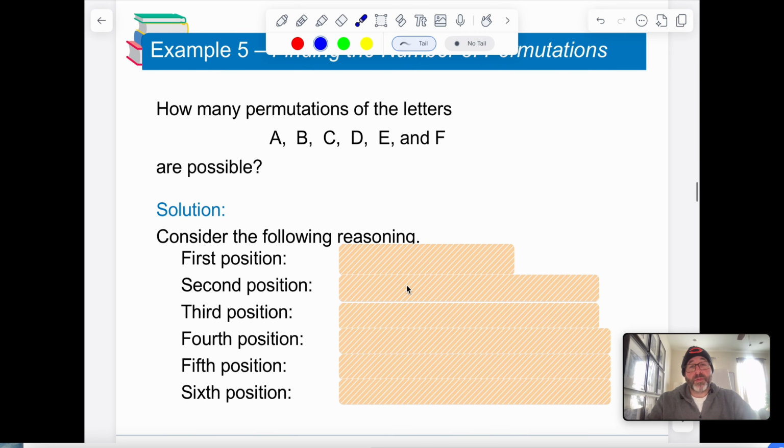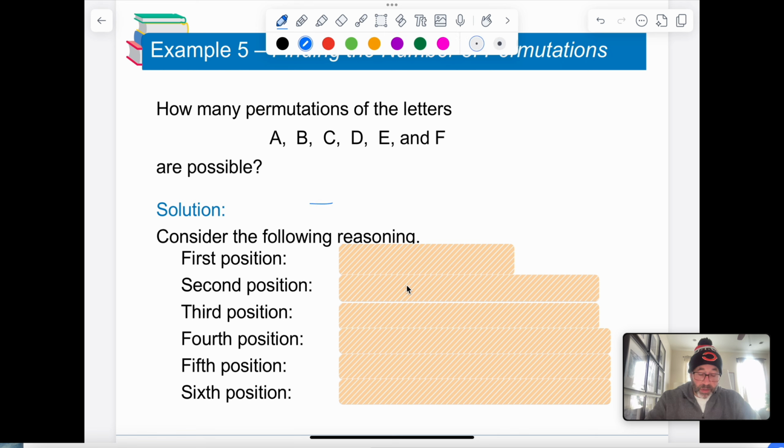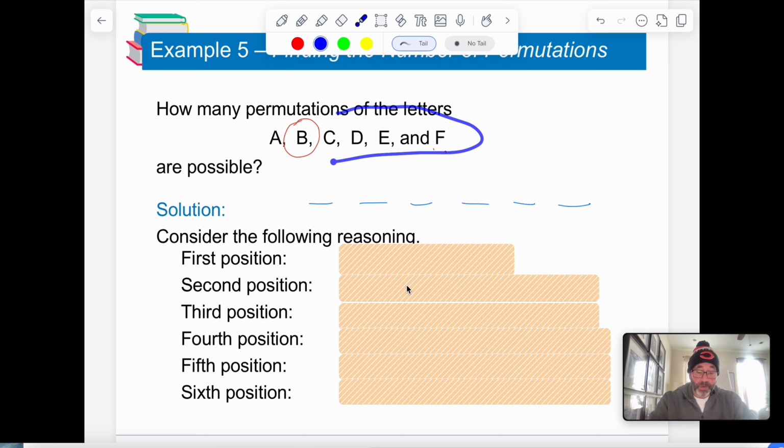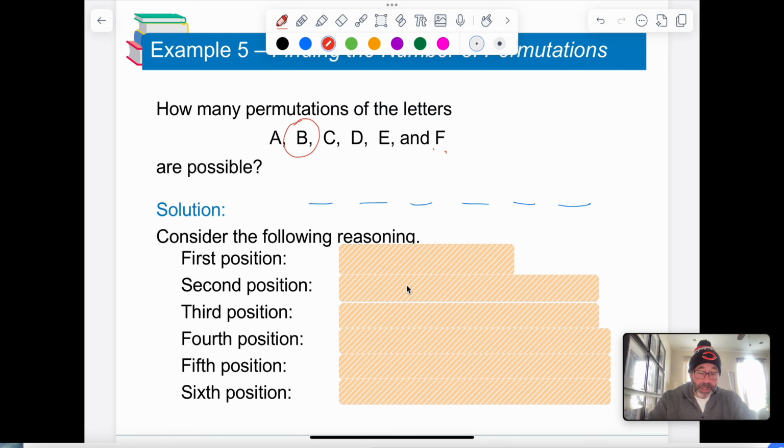So if we were to ask, how many different ways can I arrange the letters A, B, C, D, E, F? When we say how many permutations, we're asking how many ways I can order these letters. We've got 6 different letters: letter 1, 2, 3, 4, 5, 6. I'm going to pick one of these letters, so let's say I pick a B. I have 6 letters I could draw from, and I'm going to pick one of those to go into that first spot.